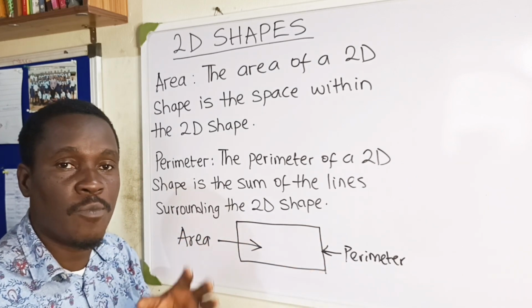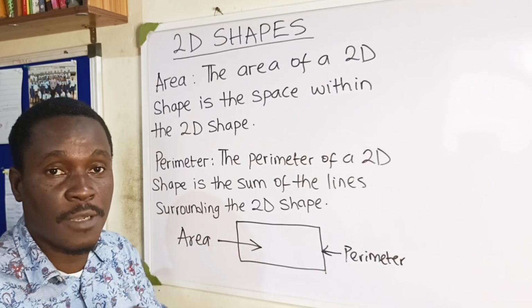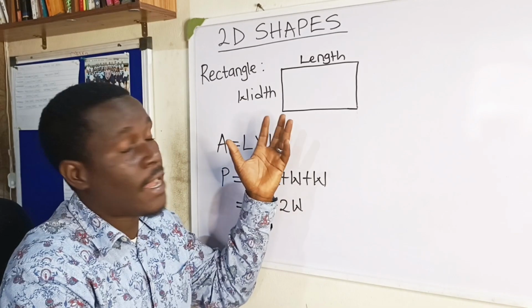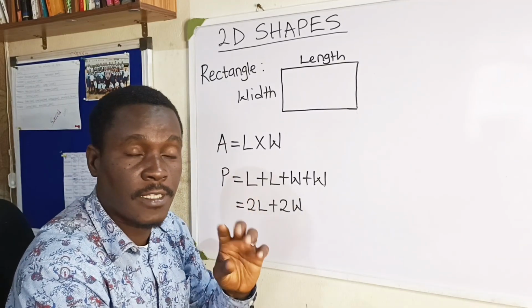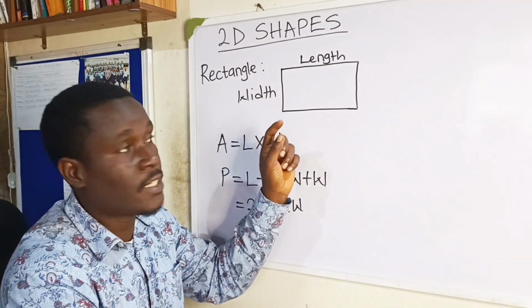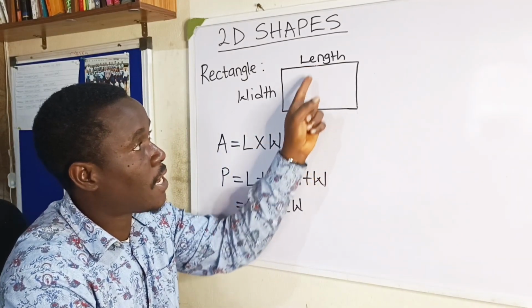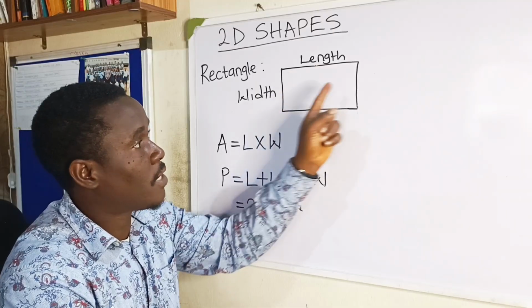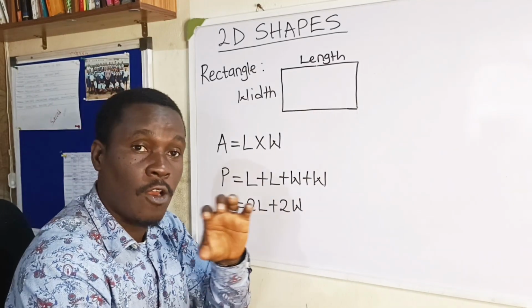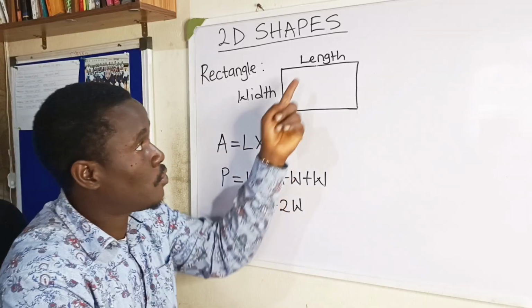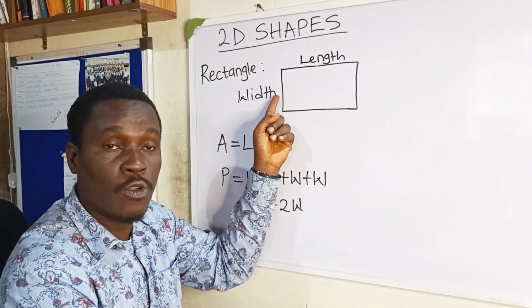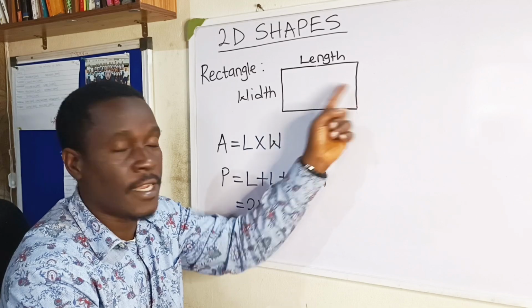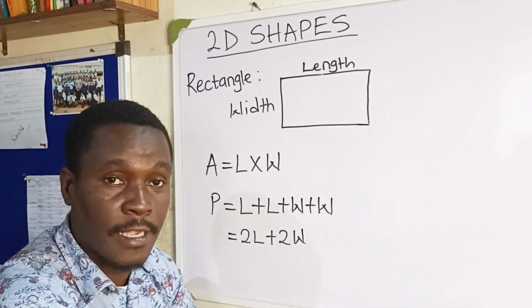Now let's look at the formulas for each of the different 2D shapes that we have. Here we have a rectangle. A rectangle is a 2D shape that has 4 sides. Observing this rectangle, we can see that 2 of its opposite sides are equal. These other 2 sides are also equal. The longer sides are called length. So here is length and here is length. The shorter sides are called width. So here is width and here is width. This is how a rectangle looks.